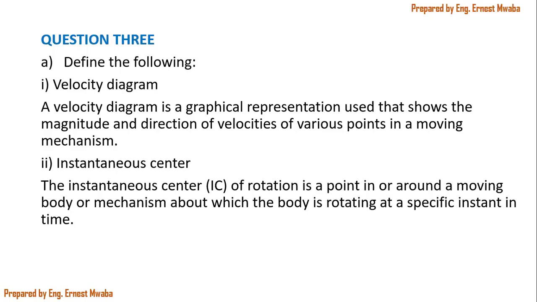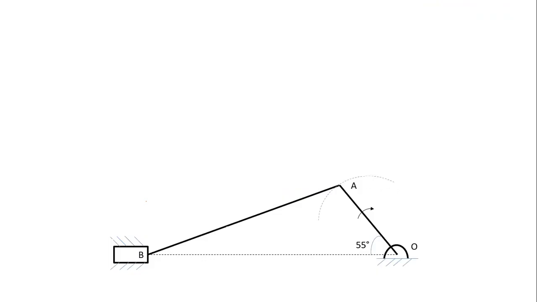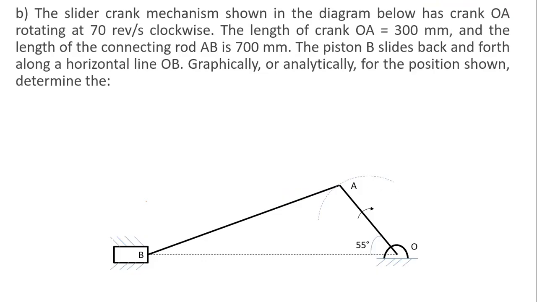Instantaneous center: here we talk about a point on a mechanism where the body is rotating at a specific instant or at a particular time. So that becomes your center at that given point, and it keeps changing depending on the mechanism.